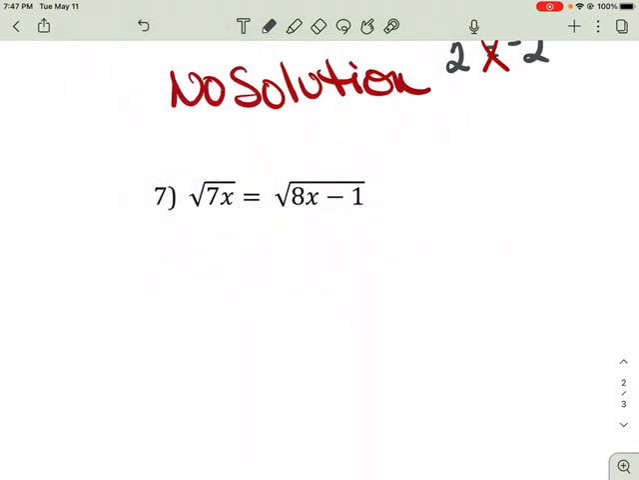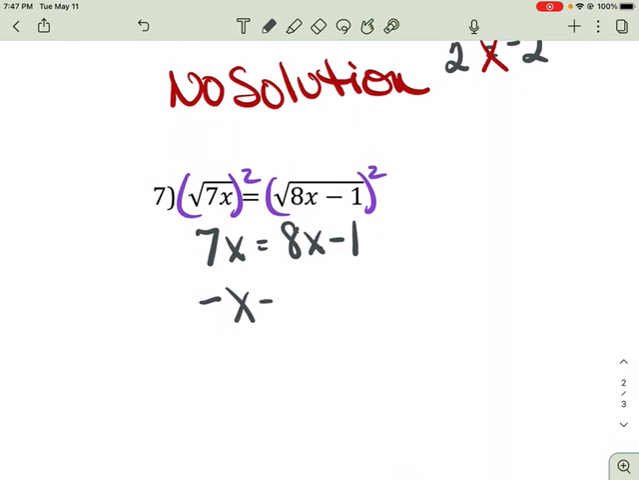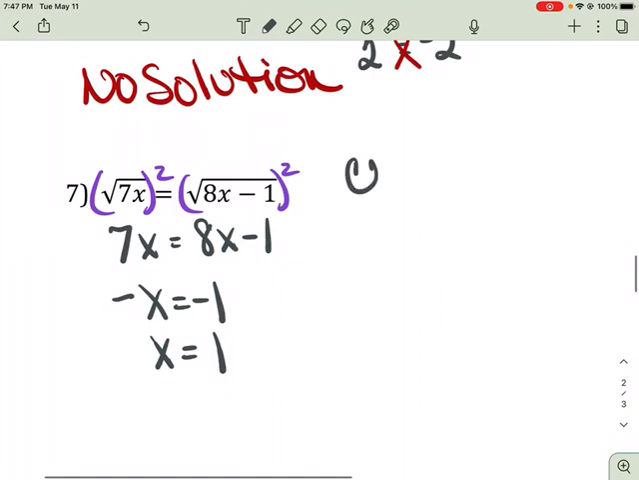All right, so here we have 2 equal radicals. So they're both of the same root, square roots. If they're not of the same root, then we have to do something completely different. We're not going to go there right now. So we're going to square both sides. So we're just going to get 7x equals 8x minus 1. Solve for x, let's subtract 8x, so that's going to give me negative x equals negative 1. x equals 1.